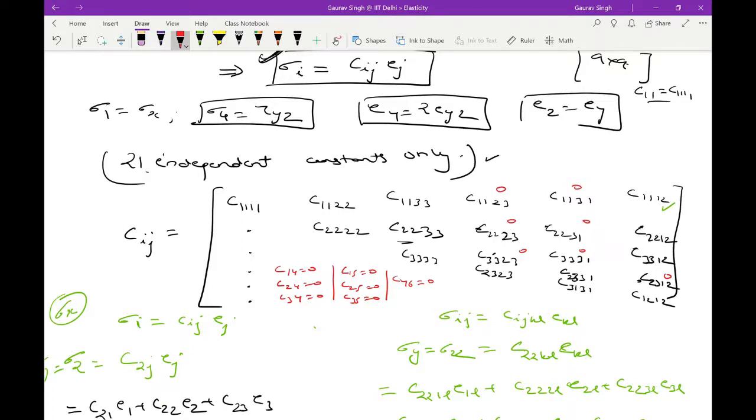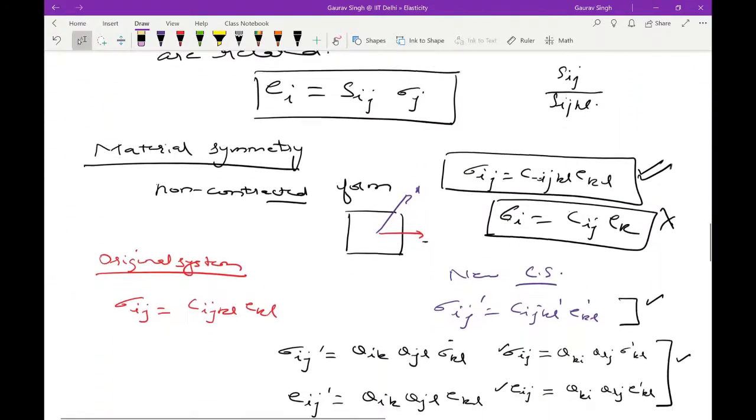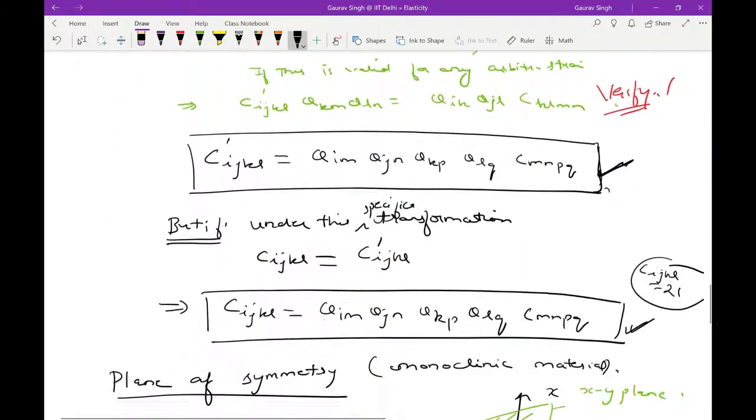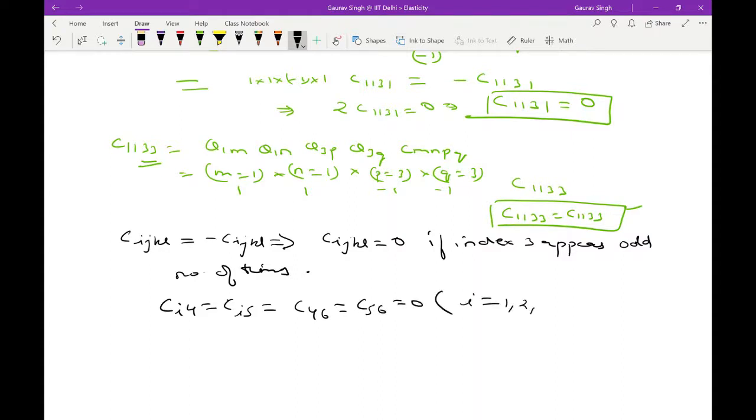Okay, and then there's one more term which is hidden, C3112, this is also 0, and C56 is also equal to 0. Okay, so a lot of these terms have become 0. Now this means that what we have just written over there in red, you should verify that this can be written as Ci4 is equal to Ci5 is equal to C46 is equal to C56 is equal to 0 for i equal to 1, 2, 3.